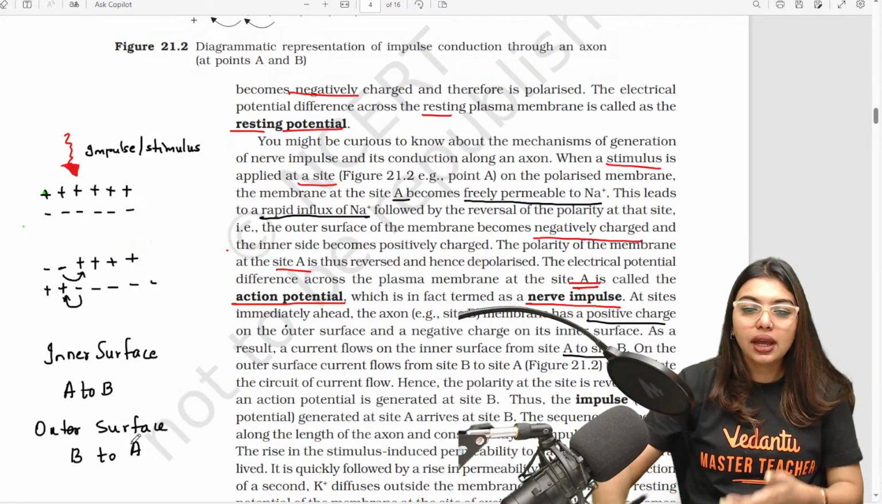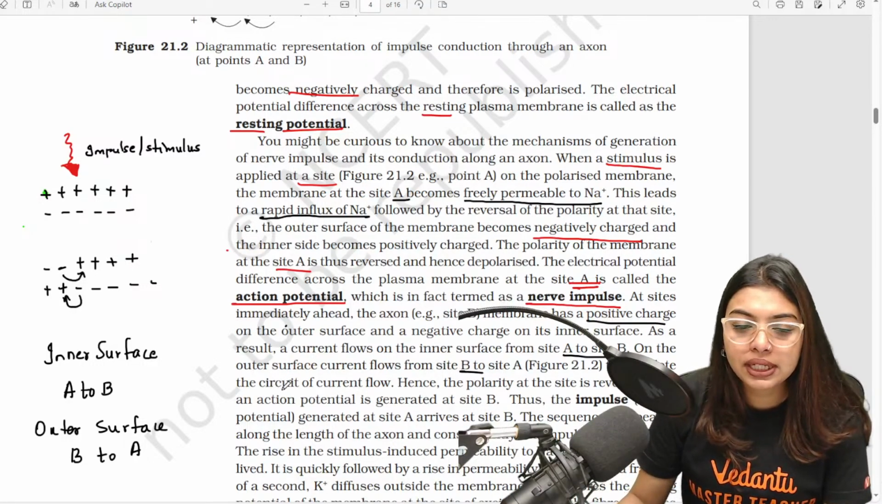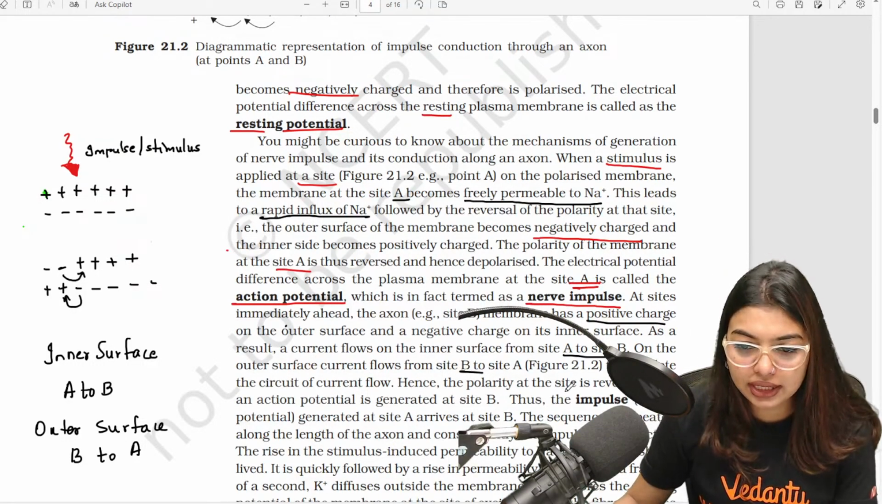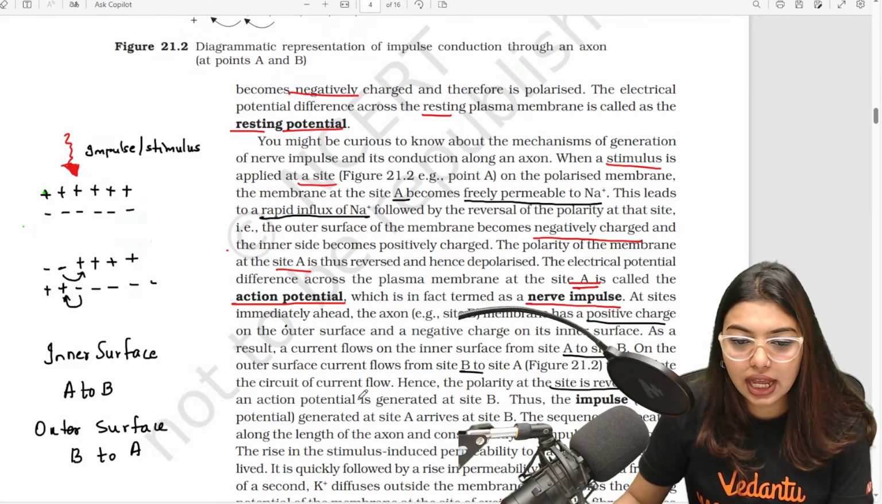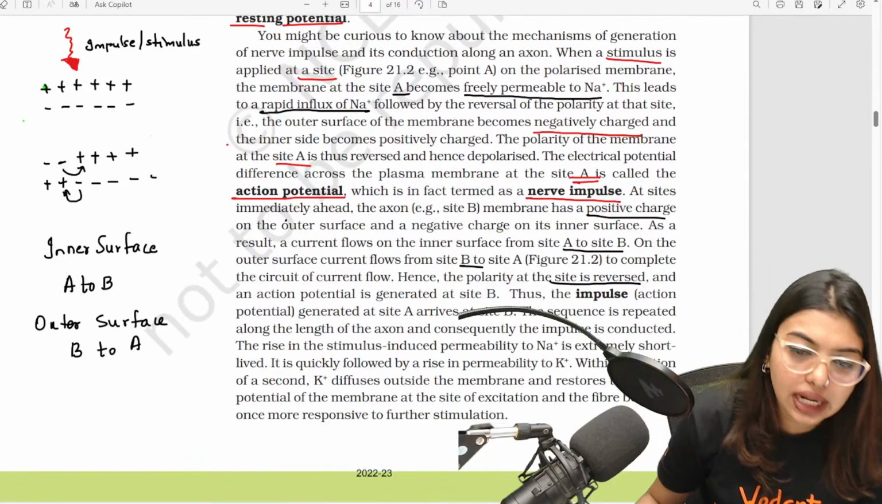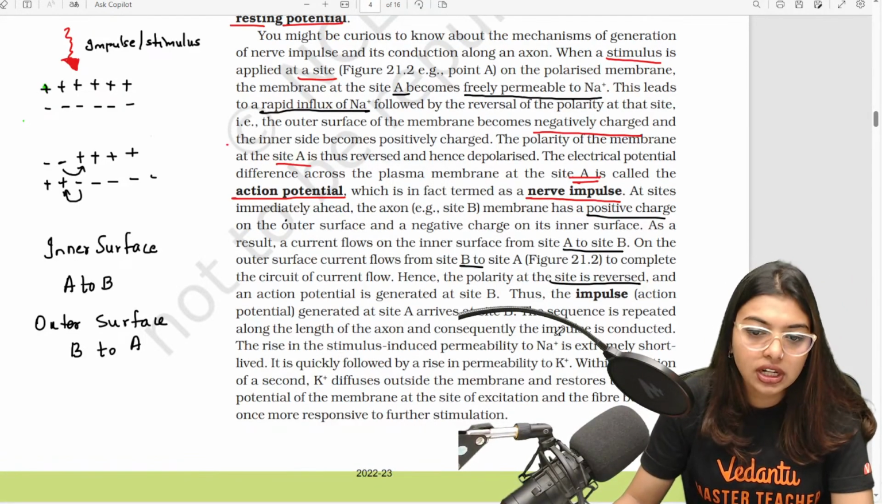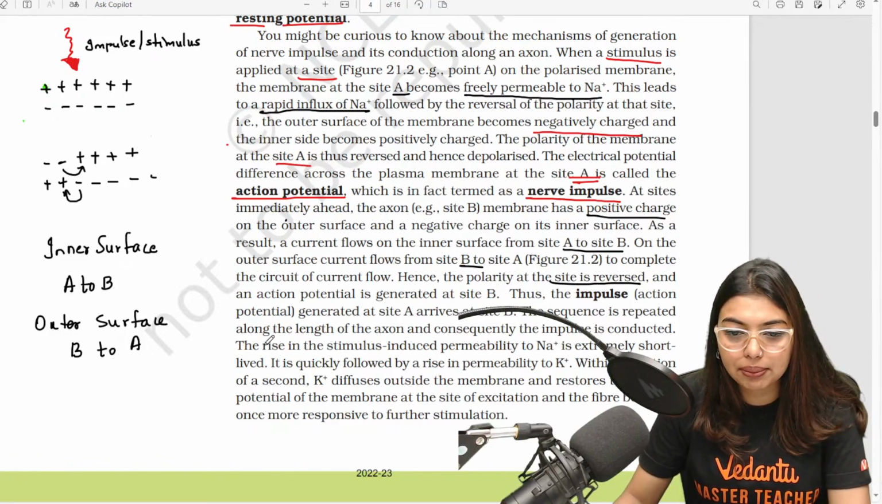Now, on the outer surface, the current flows from B to A side, completing the circuit of the current flow. Hence, the polarity at the site is reversed and the action potential is generated at site B. Thus, the impulse generated at site A arrives at the site B. The sequence is repeated along the length of the axon, and consequently, the impulse is conducted.